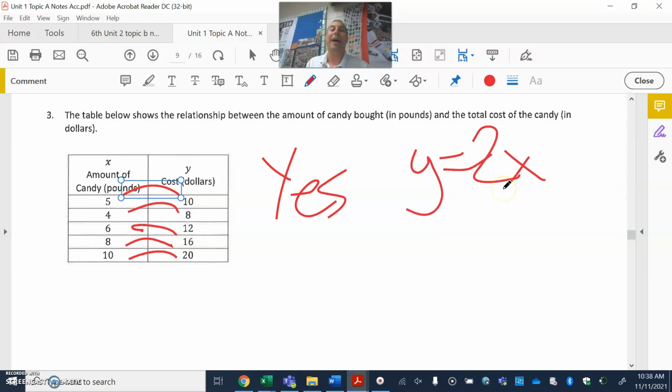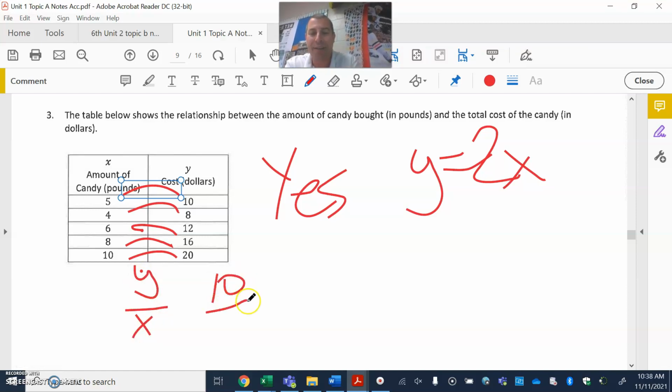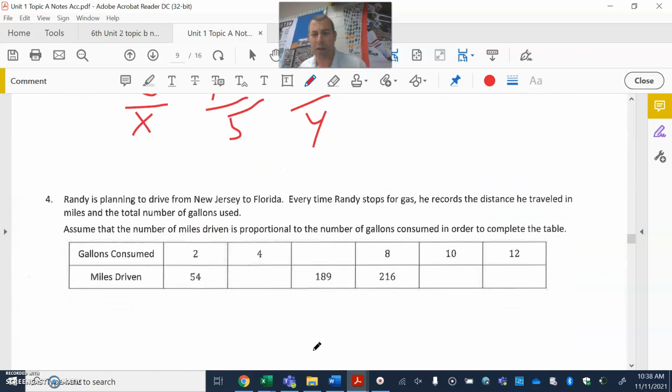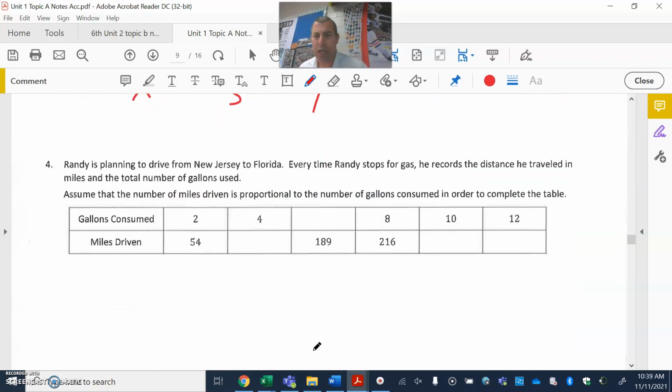Y equals 2x. Our constant is 2. Again, if you're not sure about it, we've got that y divided by x to fall back on. 10 divided by 5, 8 divided by 4. There's where your 2 is coming from. All right, here we go.